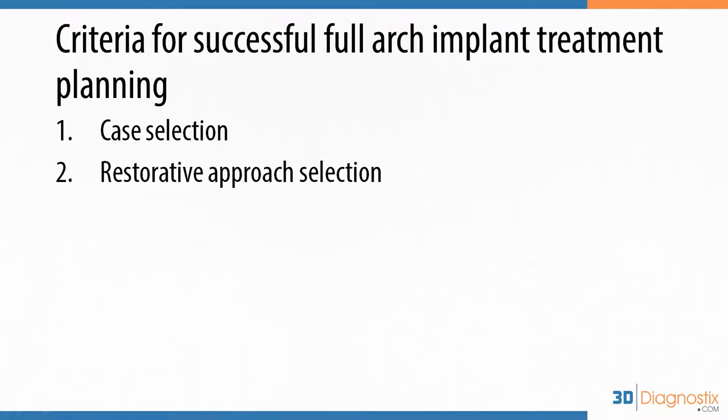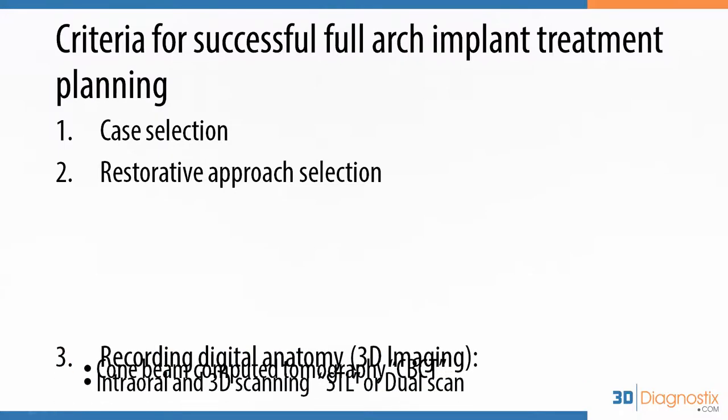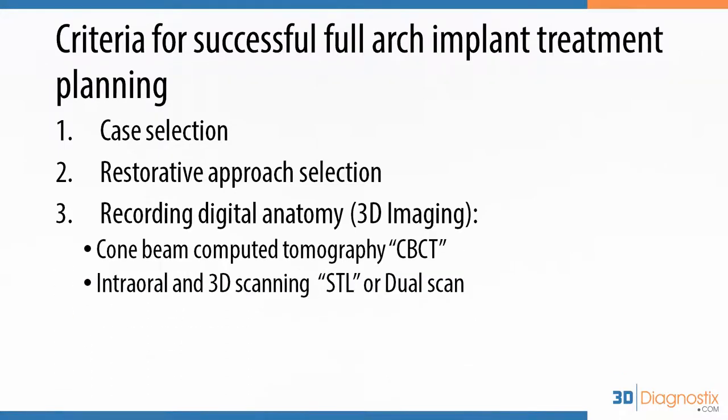Number two is the restorative approach selection. You need to plan before you start, where many things should be put in consideration. Patient's chief complaint, finances, oral hygiene, ridge augmentation, and the available bone volume in terms of width and height. Now that we know where we're standing and we already have an agreement with the patient on a specific final restoration, this should be our destination.